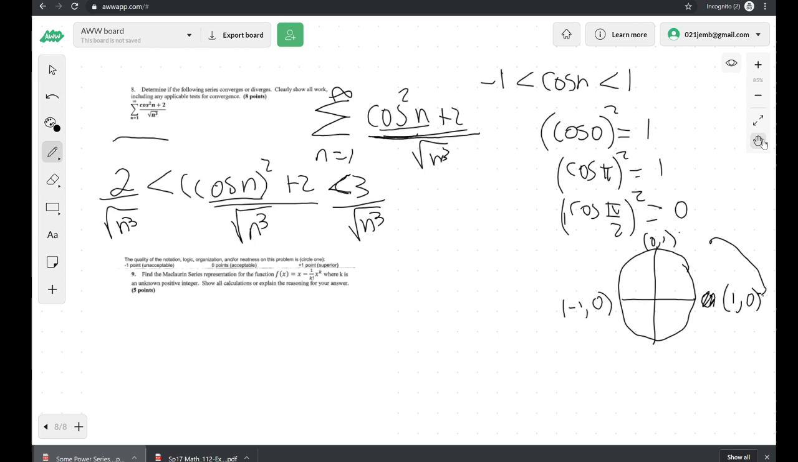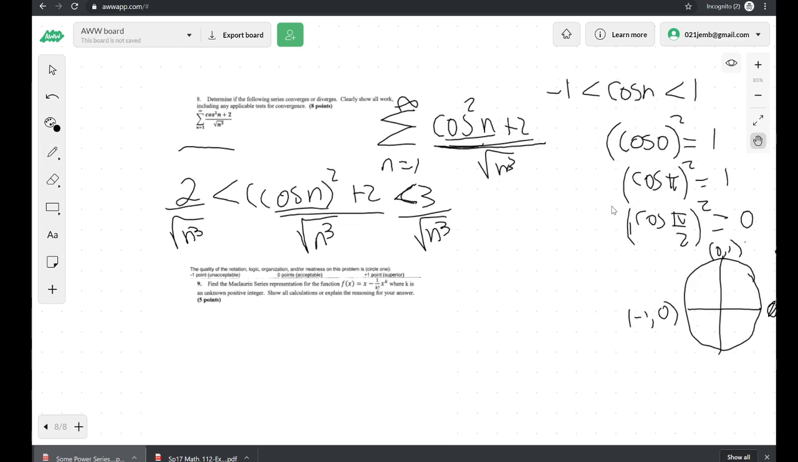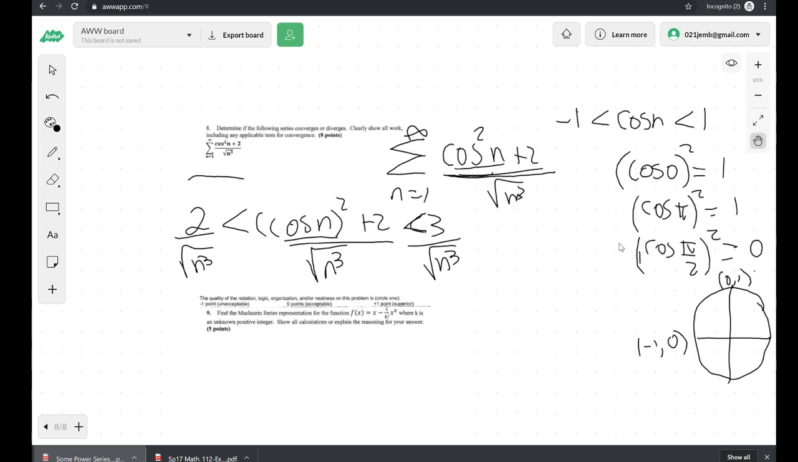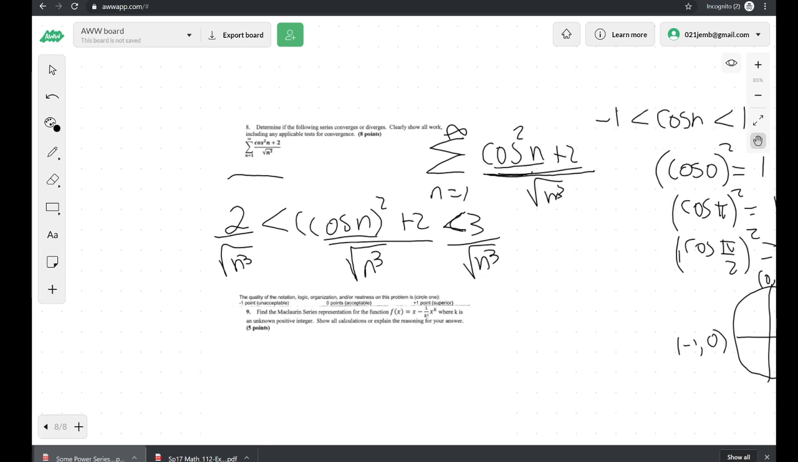For that case, we know that each of them is going to converge. The sum of 3 over the square root of n cubed will converge, and the sum of 2 over the square root of n cubed will also converge, by the comparison test. If you think about it, they are p-series with p less than 1. So we have to state that.